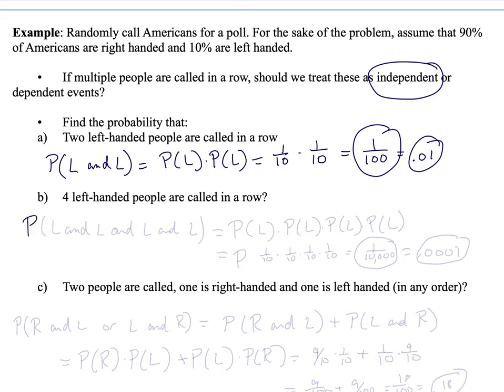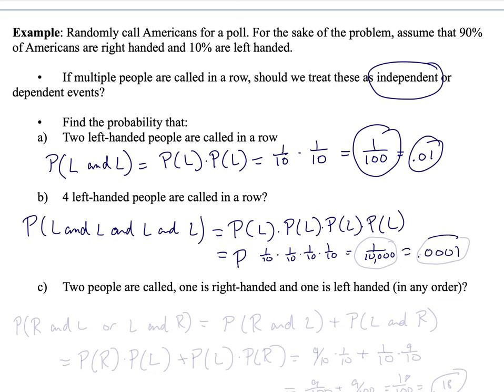What about the probability that 4 left-handed people are called in a row? The probability of L and L and L and L. Again, we're assuming that this is essentially independent, so it's the probability the first person's left-handed times the probability the second is, times the probability the third is, times the probability that the fourth is. So this is 1/10 times 1/10 times 1/10 times 1/10. And so that's 1 out of 10,000, or 0.0001. And again, either of those answers, leaving it as a fraction or as a decimal, are both just fine.